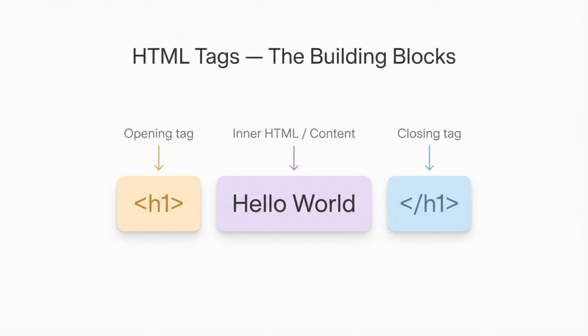Everything in HTML is written using tags. A tag is a label that tells the browser what kind of content it's dealing with. Most tags come in pairs, an opening tag and a closing tag, with your content sandwiched in between. That content in the middle is called the inner HTML. The browser reads the tag, processes the content accordingly, and displays it on screen.